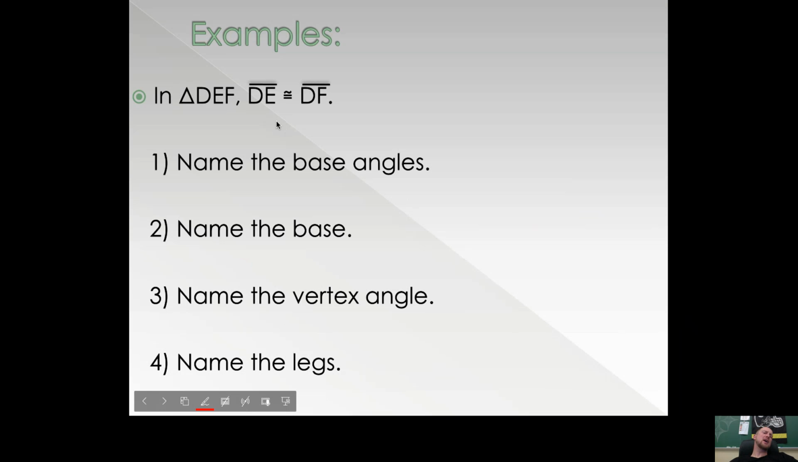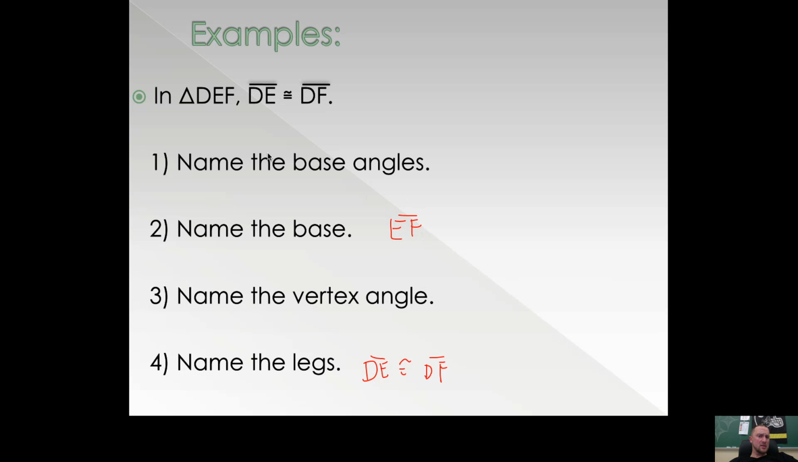So in triangle DEF, segment DE is congruent to segment DF. That means these are the legs. So name the legs. That's what we just talked about. So segment DE is congruent to segment DF. If those are the legs, what's the base? Well, the base would be the other segment. So you've got segment DE, segment DF. You'd also have segment EF. That would be the base.